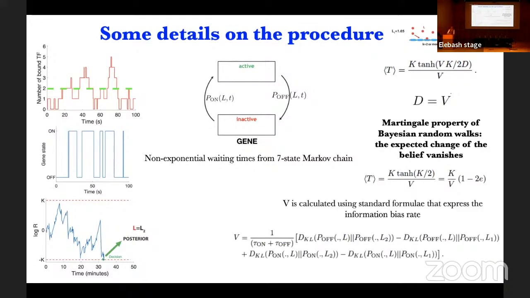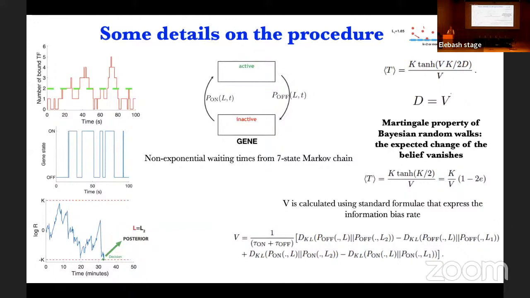And you calculate the velocity. The velocity is easy to calculate. It's given by this expression here, where the DKL is the Kullback-Leibler divergence between the case on and the case off. So this is going to give you the velocity.